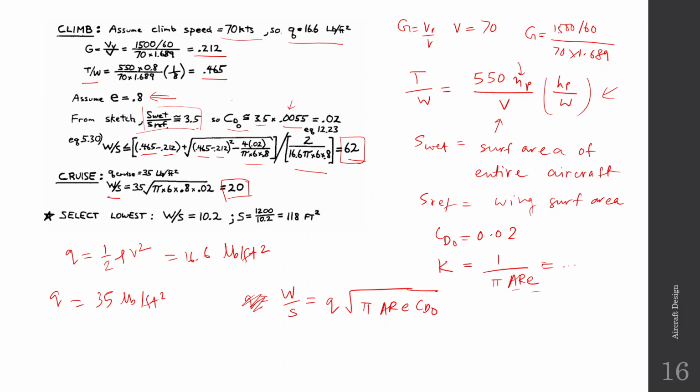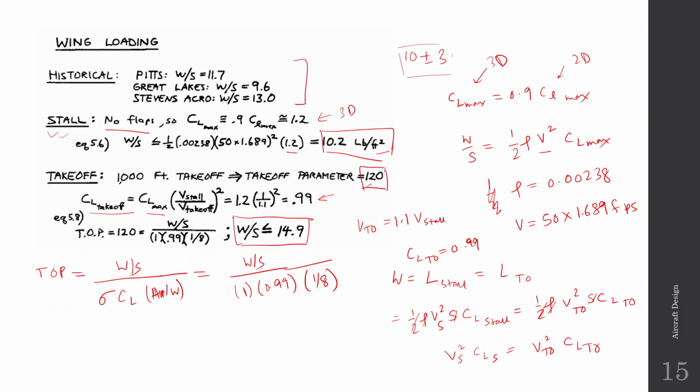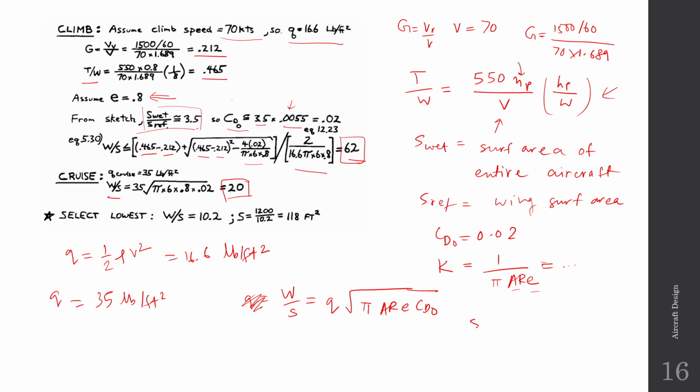So what we find from here is that for different phases of flight, we are getting different kinds of wing loading. For the stall condition, the wing loading is 10. So let me write over here somewhere. So for stall 10.2, and then for takeoff it is 14.9. So these are the different wing loadings which we require.